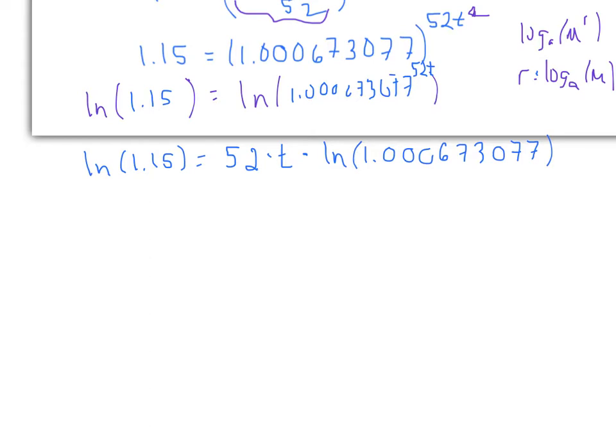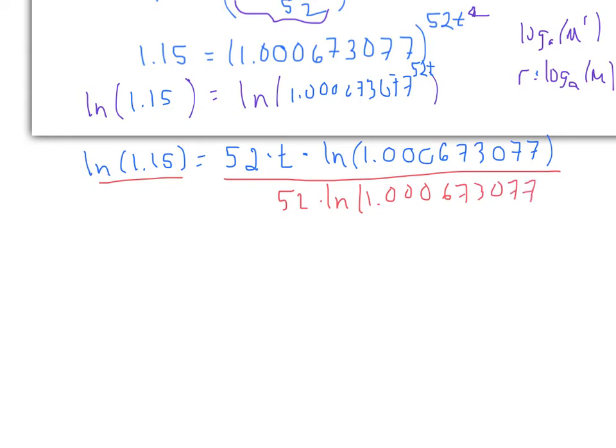So I divide everything by 52 times the natural log of 1.000673077. And then over here, I do the same thing on the left, divide by 52. And here's where the calculator comes in very, very handy. I don't expect you to do this by hand. On an exam, either I give you some values or I let you use a calculator. So we'll figure that out when we get there.